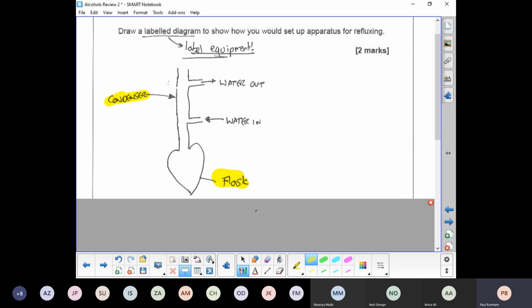For good measure, I've put in the water. Water should go in at the bottom and out at the top, and I would encourage you to do that. Examiners would want you to know how to set this piece of apparatus up, and so showing which way the water flows demonstrates you have that knowledge. And so 2 marks here, generally 1 for the flask being labelled, 1 for the condenser being the right way around, but sometimes these questions are quite picky, and if you draw the wrong type of diagram, you'll end up with just 0. You do need to focus on the equipment that you would need.